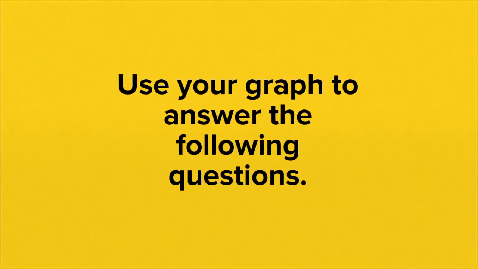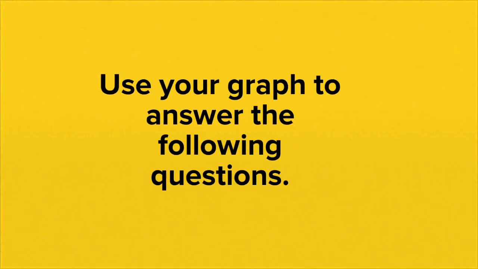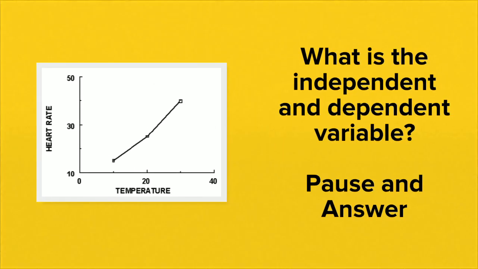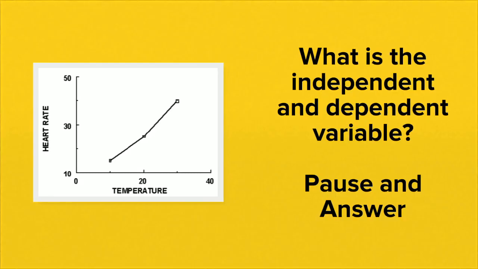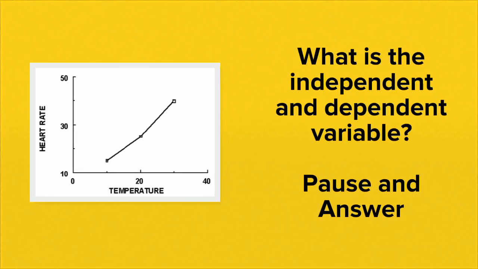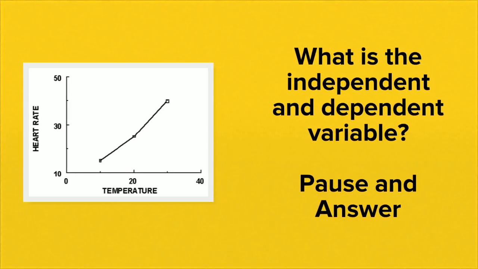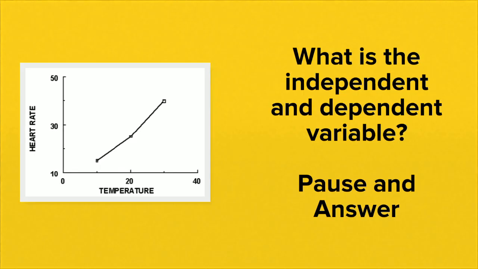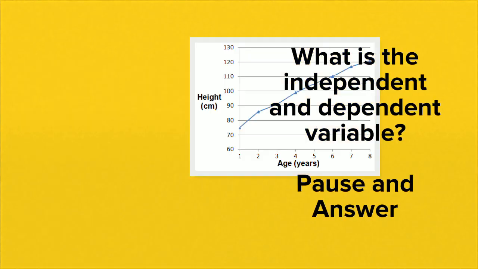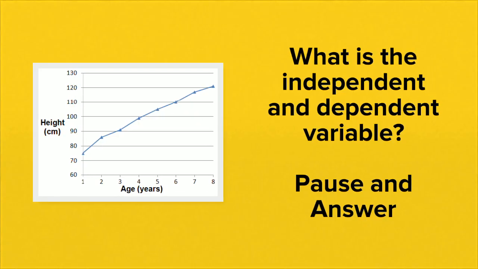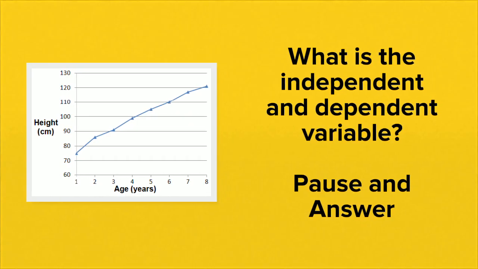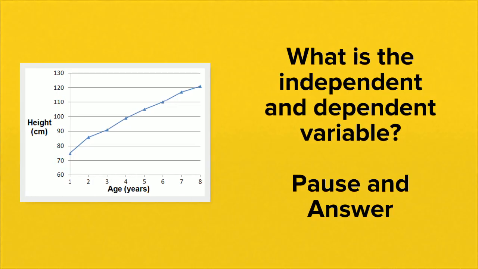Now use your graph to answer the following questions. What is the independent and dependent variable? Remember, the independent is always found on the x-axis and the dependent is always found on the y. Pause the video now and record your answer on your worksheet. What is the independent and dependent variable on this graph? Pause and answer.